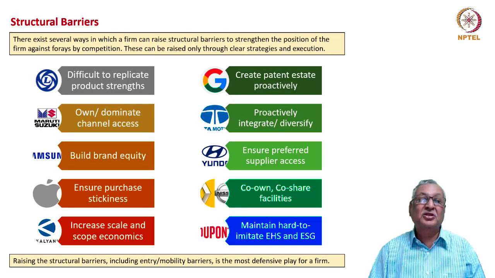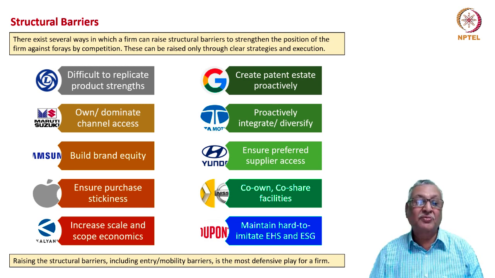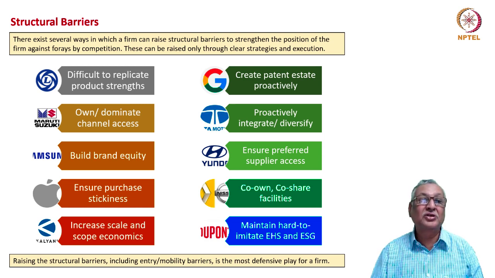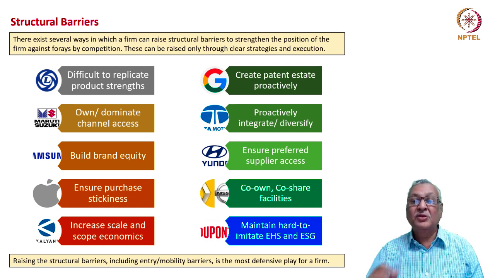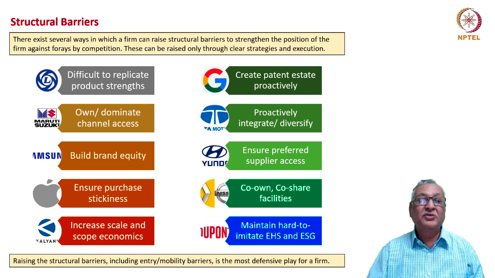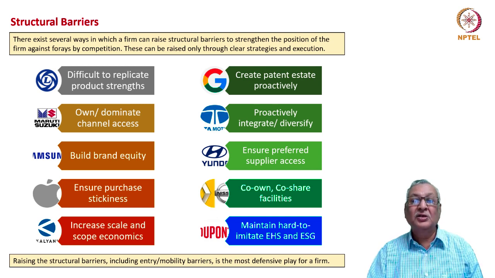Let's look at some structural barriers which companies have. There are several ways in which companies can raise structural barriers and strengthen their position against forays by competition. These can be raised only through clear strategies and execution. In the case of Ashok Leyland, it has product strengths that are difficult to replicate. So these are the structural barriers for the company.